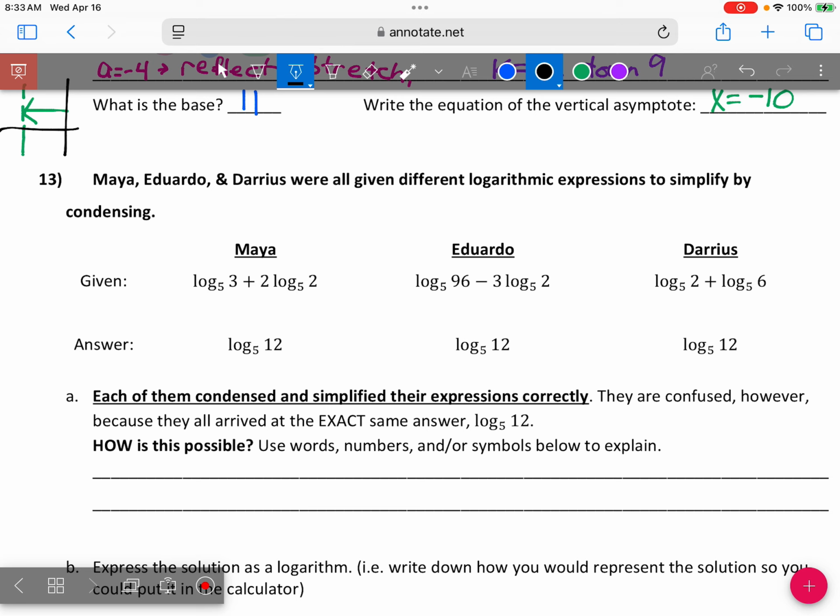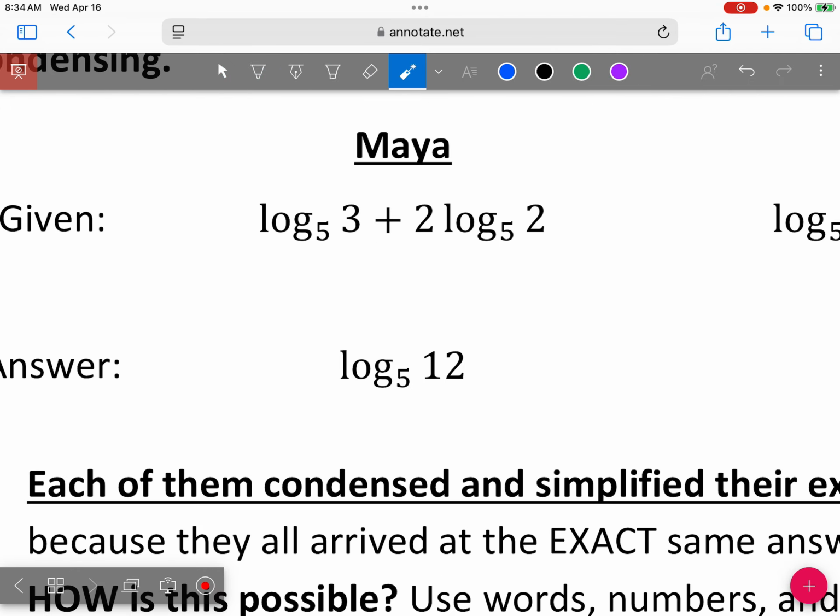So everybody here did something, and they all got the same exact answer. We're trying to figure out why. We're given 3 different problems, and we wound up with the same answer. How can I make Maya's, this one, I'm just going to zoom in on it. How can I make this one look more like this? What did she do?